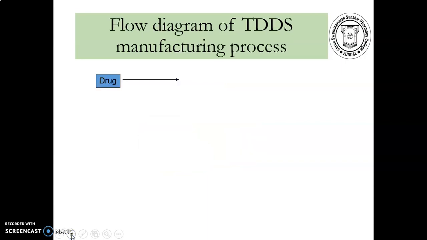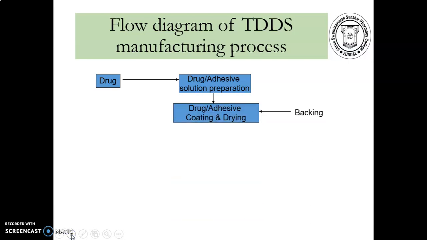Now we see the manufacturing process of transdermal drug delivery systems. First of all, the drug and adhesive solutions are prepared by adding the drug into the adhesive solution. Then this drug adhesive solution is applied on the backing membrane, and then it is dried using suitable equipment. After drying, this backing membrane containing the drug adhesive solution is laminated using the release liner, known as film lamination.